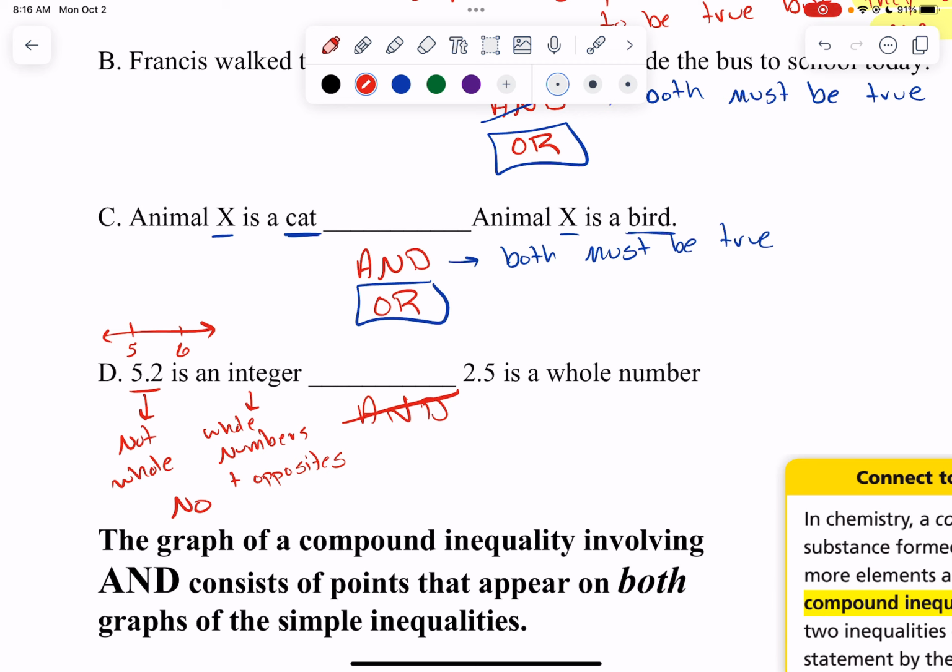Okay. All right, 2.5 is a whole number. Well, along the same lines as the last one, 2.5 is in between the whole numbers 2 and 3. So no, it's not a whole number. So or wouldn't work either. Okay, so this statement, whether and or or, would be false.